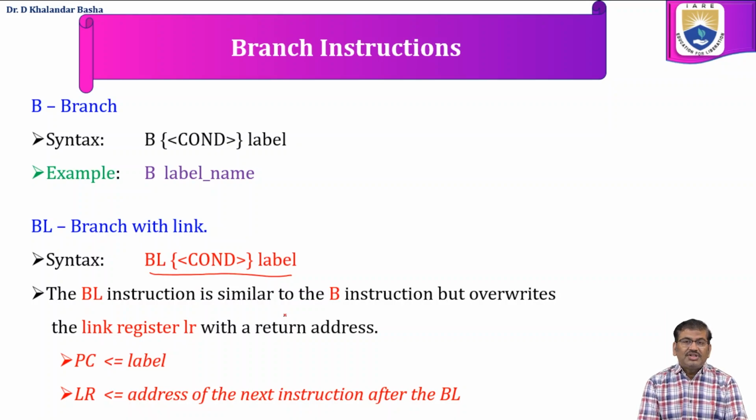For the BL instruction, that is branch with link, the syntax is BL{condition} label. The BL instruction is similar to the branch instruction but overwrites the link register LR with a return address. So the PC, the program counter, is going to be loaded with the address where the control has to be transferred. After execution, the address where it has to return is loaded into the link register.